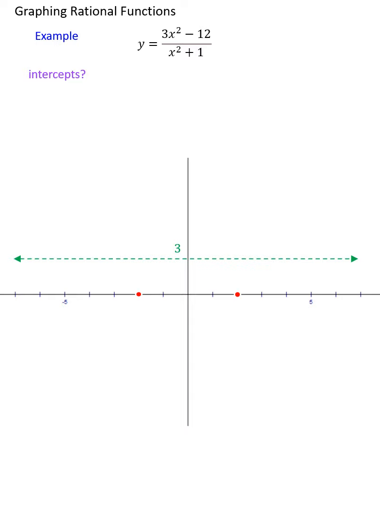As far as y-intercepts go, we can find that by plugging in x equals 0. The math will show that the y-intercept is negative 12, which I'll put right here. I'm not done yet, but this might be a good moment to stop and talk about the tick marks on the x-axis and the lack of tick marks on the y-axis.